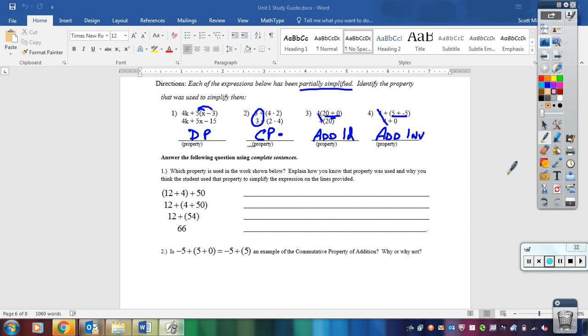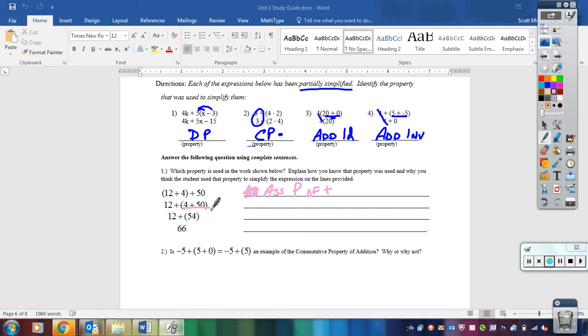Answer the following questions using complete sentences. I'm not going to use complete sentences just to speed this part up. Which property is used in the work shown below? Explain how you know the property was used and why you think the student used that property to simplify. All right, from here to here, it looks like 12, 4, 50, 12, 4, 50. From here to here is the associative property of addition. Why did they do that?